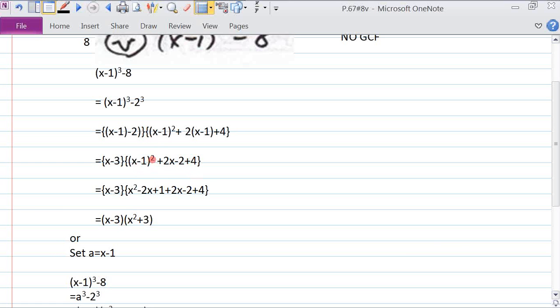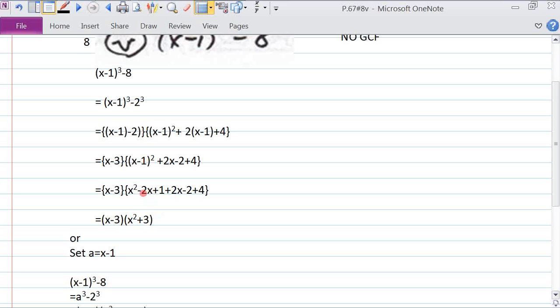Now I'm going to simplify this, and this becomes x squared minus 2x plus 1. This 2x is this plus 2x, this minus 2 is this minus 2, and this plus 4 is that plus 4. So all I've done in going from this line to this line is multiply x minus 1 times x minus 1. That gives me x squared minus 2x plus 1.